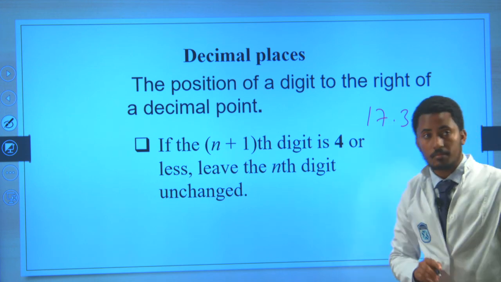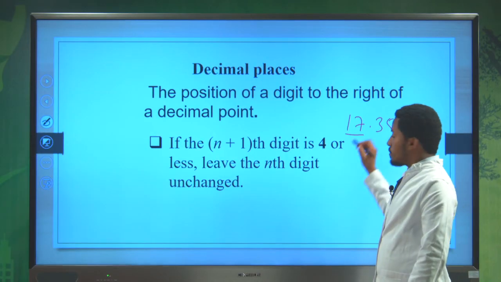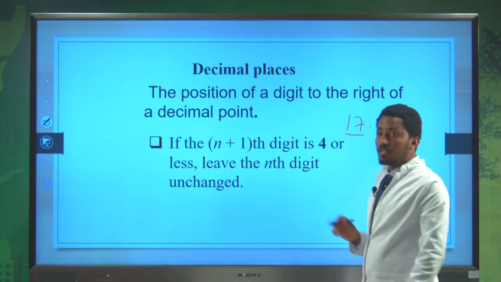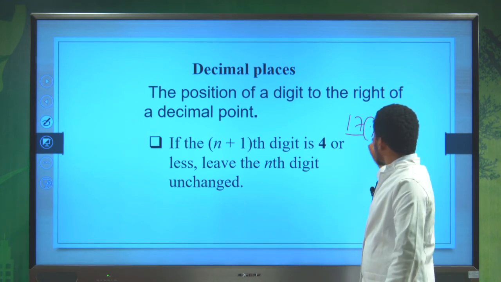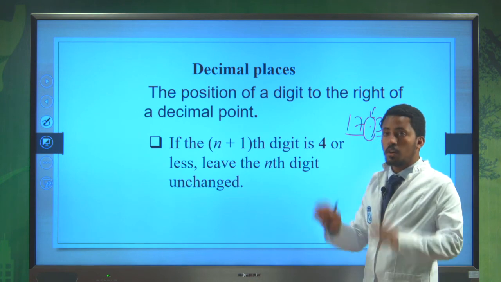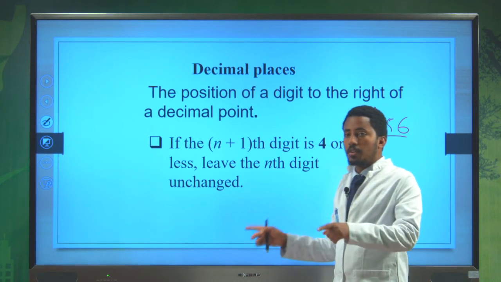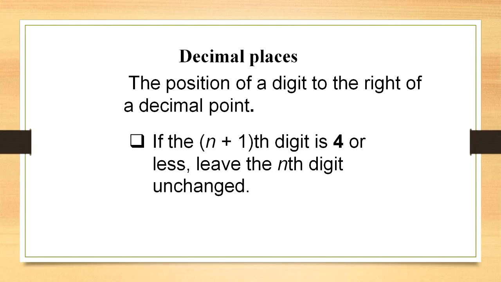17.356. 17 is the whole number. 356 is the rational number. So this is what we mean by decimal point. So this decimal point usually helps us to separate the whole number from the rational number.